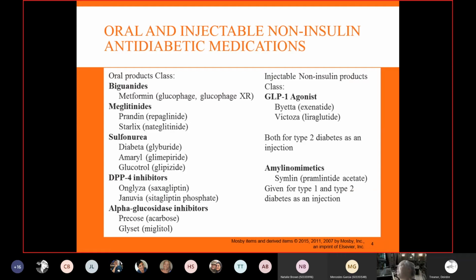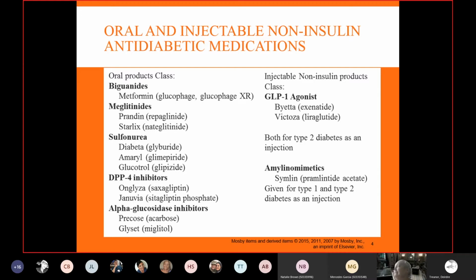So we've got oral and injectable non-insulin anti-diabetic agents. And you're like, wait, injectable non-insulin? I thought it was all insulin. No, there actually are injectable non-insulin products like Byetta, which I think has been taken off the market. And then Victoza is the new latest and greatest one. And then there's Symlin, which I have not seen used a whole lot.